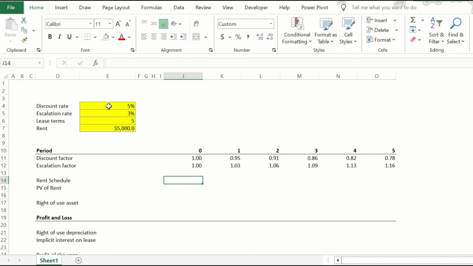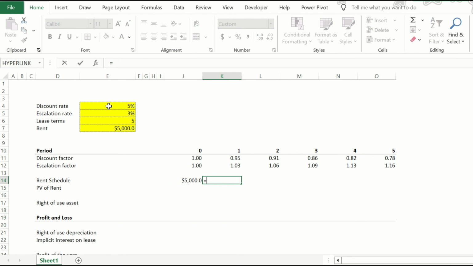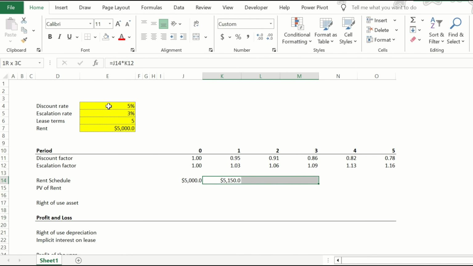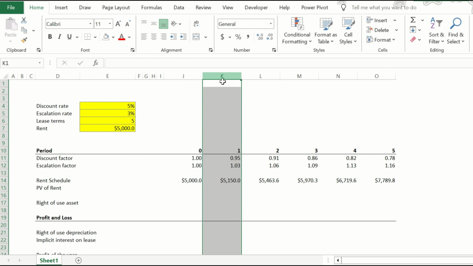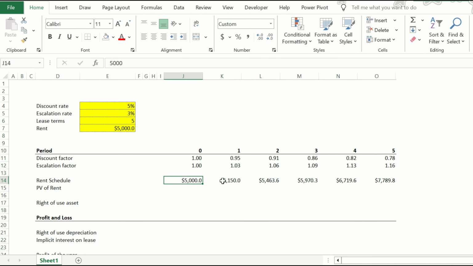Now let's create a rent schedule. So in the lease term it's 5,000 initially, but it is increasing. So what's our escalated rent? 5,000 into our escalation factor. Remember, for our case, we are assuming we are starting our P&L and balance sheet from year 1. You can use this 5,000 for year 1 as well, but here I am using the escalated amount, but that's fine. You can change it.